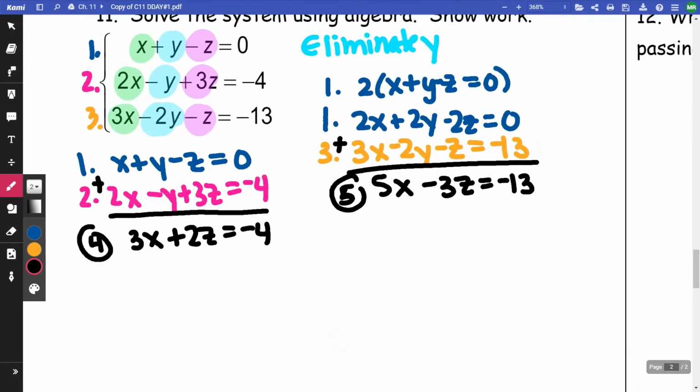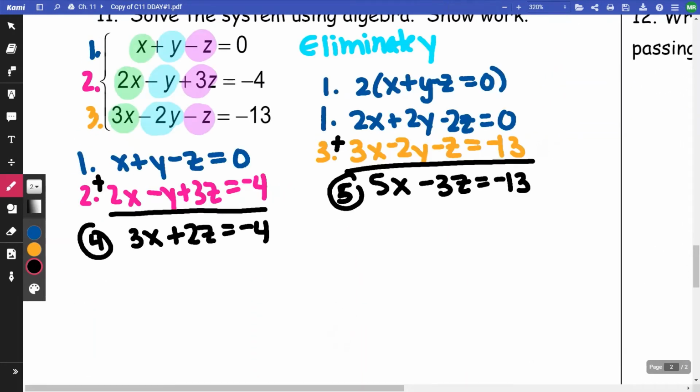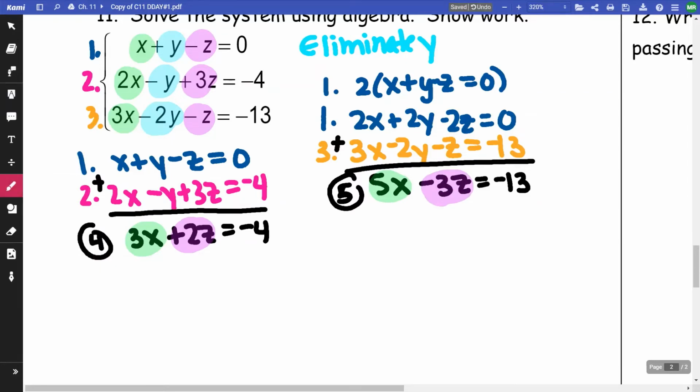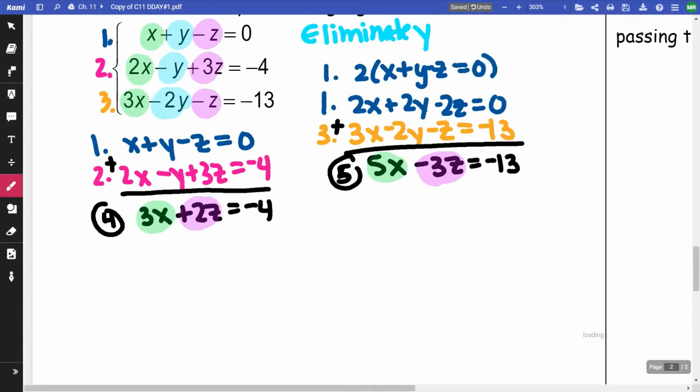So I'm going to be solving this system, okay? So looking at this, let me just take a peek here. I've got a 3x and a 5x. I'd have to try to get a 15. And I have a 2z and a negative 3z. I think I'm going to do my z's. Okay, so now I'm going to solve the system by trying to eliminate my z's. So I am going to multiply equation 4 by a 3.